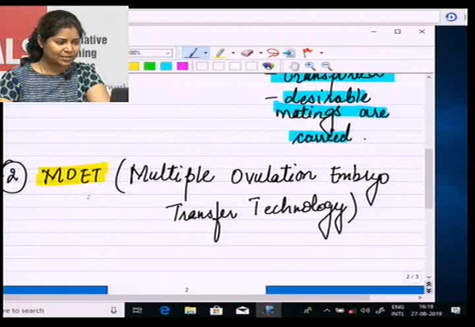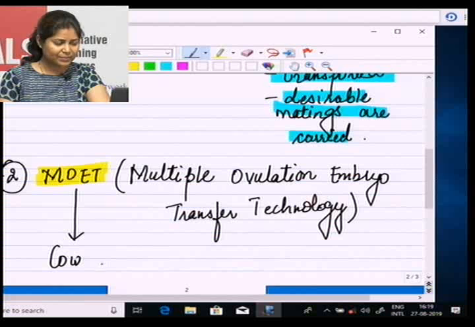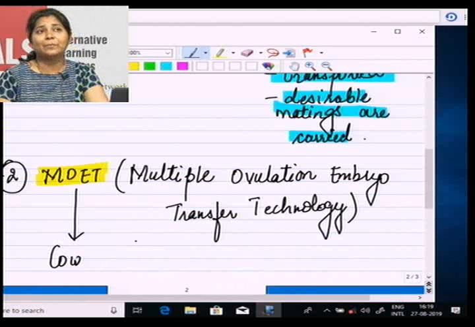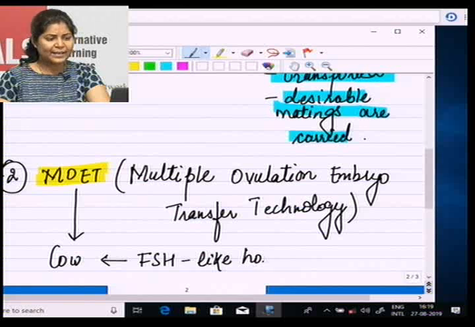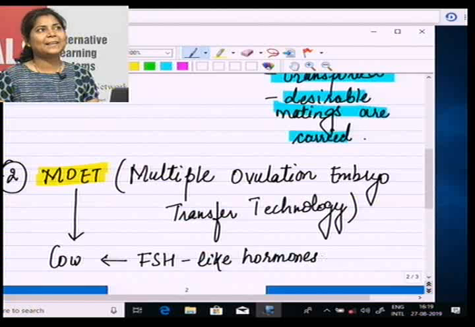So what happens in this is that we would be using a cow, since we are very much interested in increasing our milk yield. So we would be using a cow and we will be giving the cow FSH-like hormones. Any idea why FSH-like hormones? Any idea? Anybody?